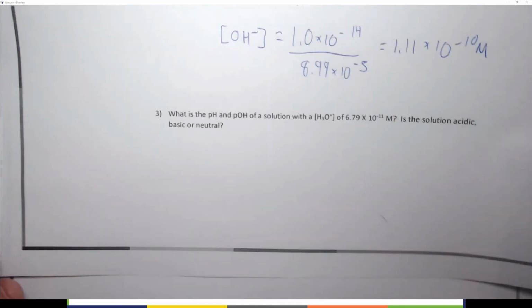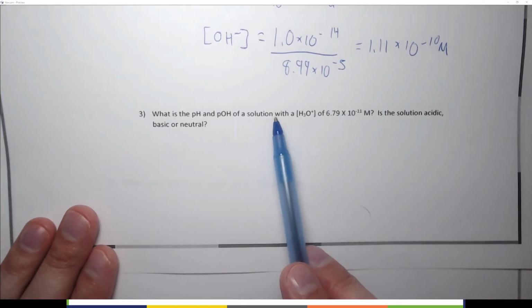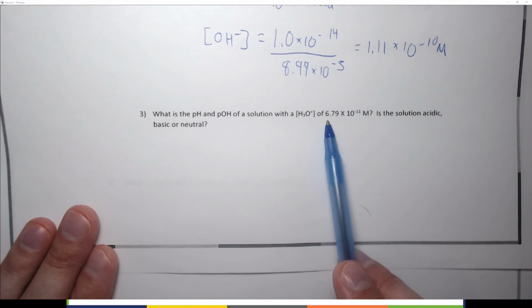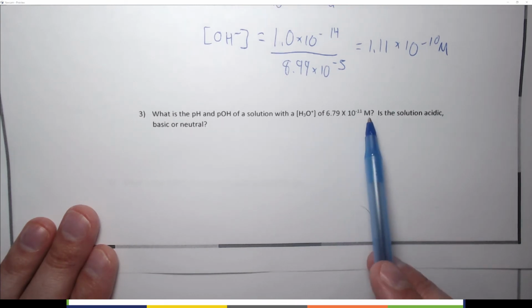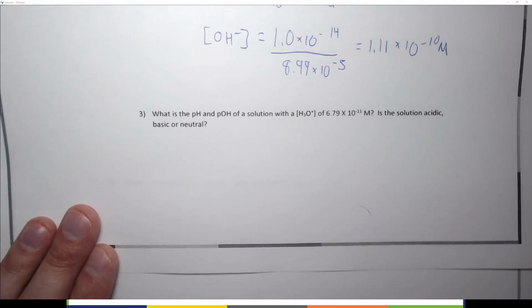All right, number 3, a little bit different. It says, what is the pH and pOH of a solution with an H3O plus concentration of 6.79 times 10 to the minus 11 molar? Is the solution acidic, basic, or neutral?